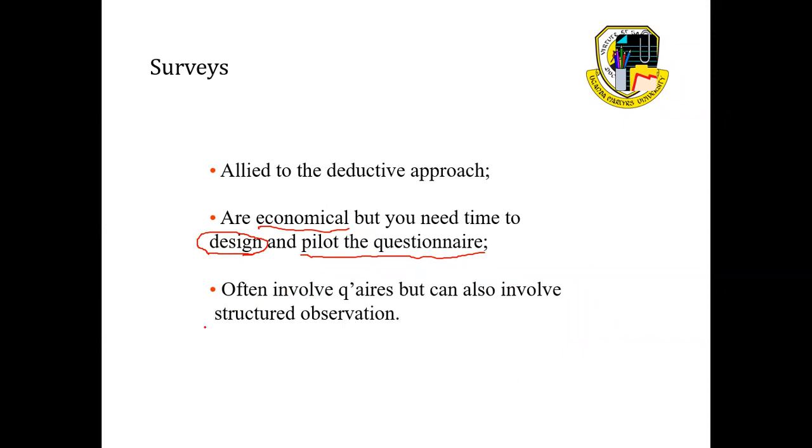Sometimes your questionnaire can also involve structured observation. That is, you can design your questionnaire to have a little bit of a qualitative side if you see that it's needed. So you may have an open-ended question in there that can allow a respondent to give maybe more about what they feel about something, if you feel that it is necessary. So the questionnaire may not always be purely quantitative. You may also have some questions which allow the respondent to talk about their feelings.